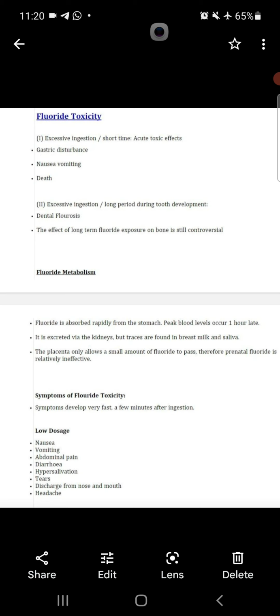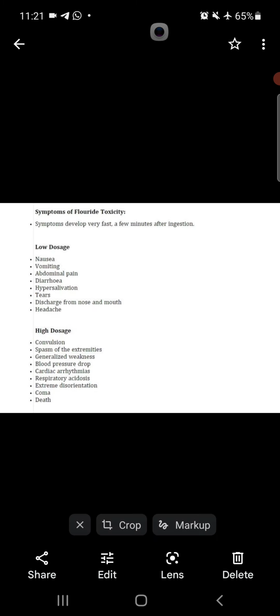Now come to the symptoms of fluoride toxicity. Symptoms develop very fast, a few minutes after ingestion. In fluoride toxicity, in low dose the symptoms will be different, and at high dose the symptoms will be different. At low dose there will be nausea, vomiting, abdominal pain, diarrhea, hypersalivation, tears, discharge from nose and mouth, and headache. In high dose there will be convulsion, spasm of the extremities, generalized weakness, blood pressure drop, cardiac arrhythmias, respiratory acidosis, extreme disorientation, coma, and death.